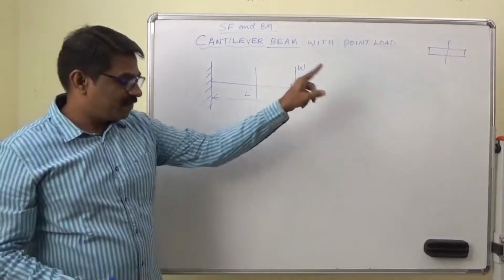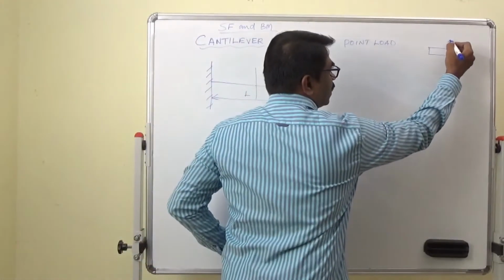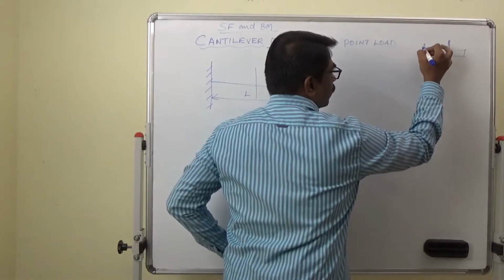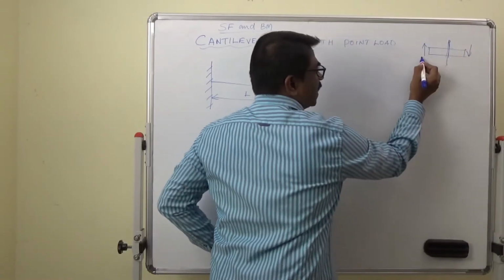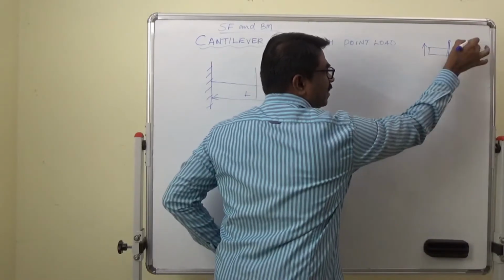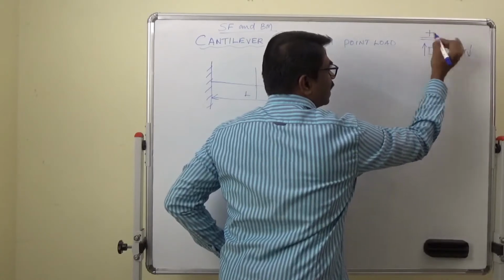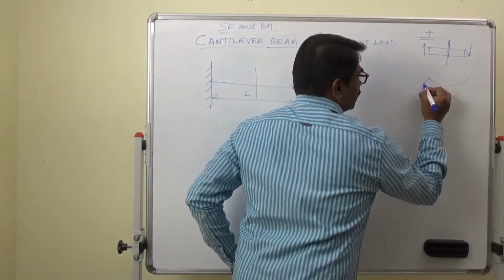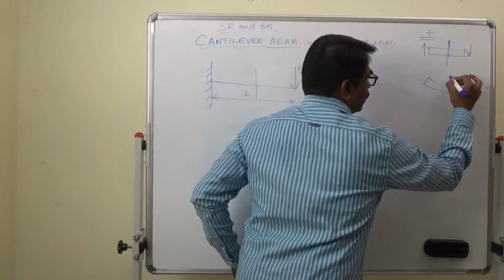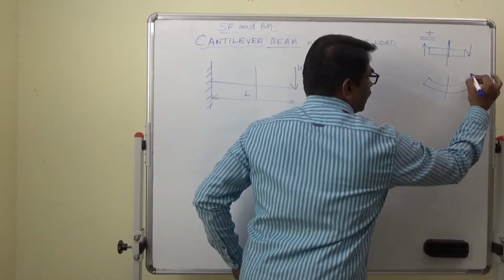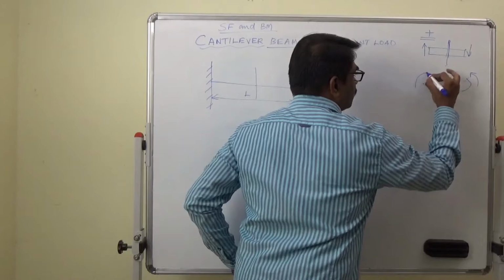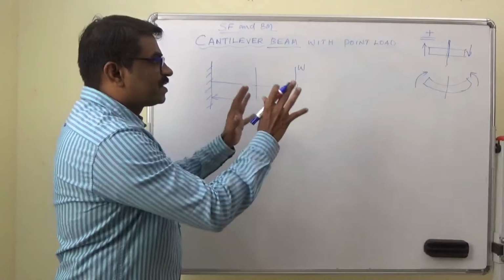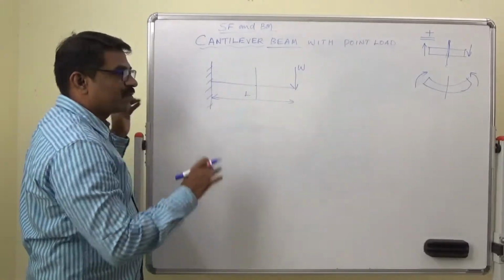And the sign convention we have: assume this is the section. For shear force, left side upward is positive, right side downward is positive. I am giving the sign convention for positive. And for bending moment, with respect to the section, right hand side counterclockwise is positive, left hand side clockwise is positive. So this is the sign convention we are using throughout.